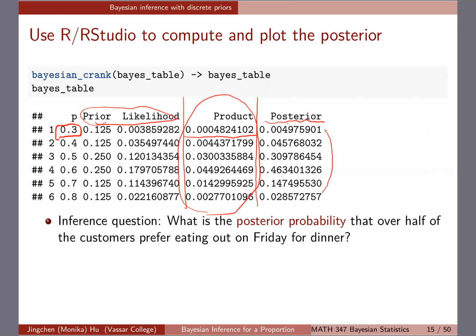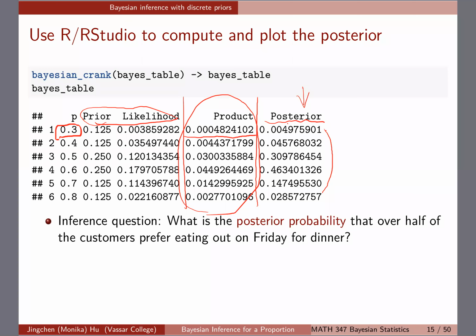So for the inference question, you can see the probabilities for each of the six different values of P. The question for you here, based on this table, is: what is the posterior probability that over half of the customers prefer eating out on Friday for dinner? A lot of times you will see that the question is very specific to the context, so you just have to think it through. What does it mean to be over half of the customers prefer eating out on Friday for dinner, based on the calculated posterior distribution that we have? I'm going to pause here.